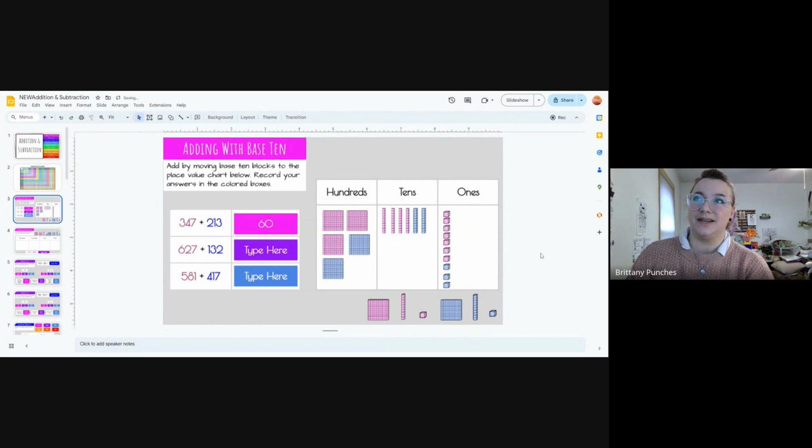6 in our tens place. Since we didn't go over 10, we don't need to add anything to the hundreds. We'll count them as they are. We start with 3, 4, 5. 560. 347 plus 213 equals 560. Did you get it?